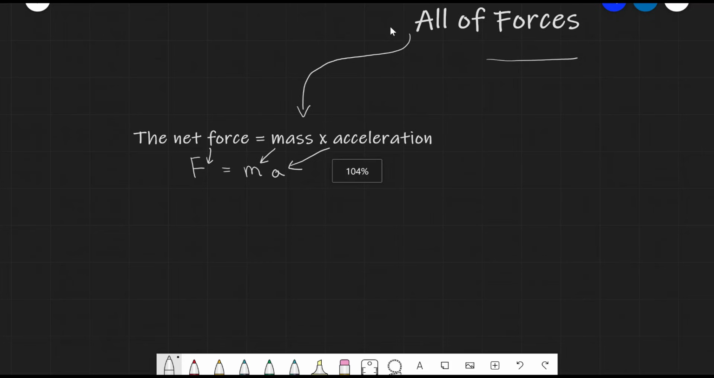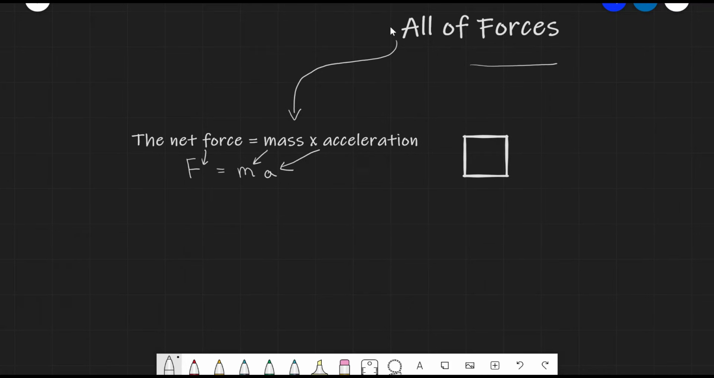Now, what exactly do I mean by net force? Imagine that I have a little box over here, and let's say that I have 1 Newton acting downwards. If this was the only force acting on this box, then the net force in this case will be equal to 1 Newton. Now imagine that I have a box and I have 1 Newton acting downwards, but in this case I also have an equal but opposite force acting upwards. The two forces will cancel one another, and now the net force will be equal to 0.